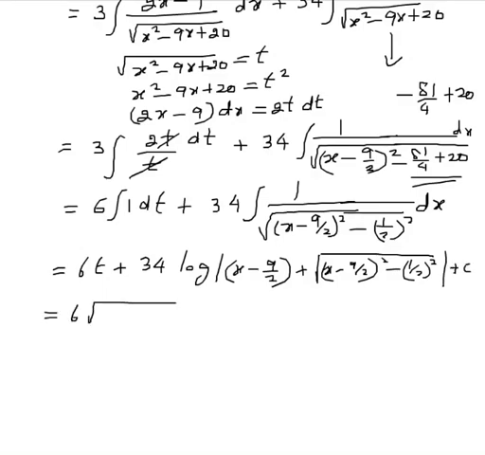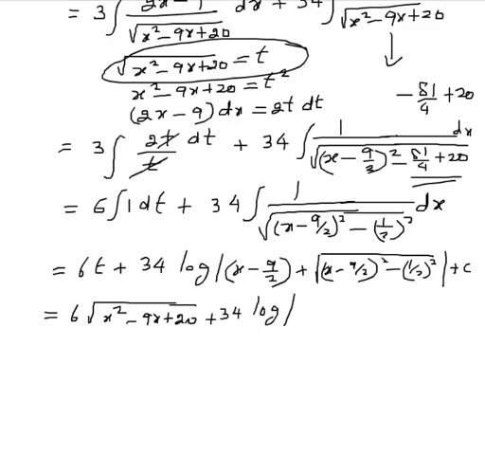Substitute for t. T is root of, here it is, x square minus 9x plus 20, and the second term is plus 34 times log of absolute value of x minus 9 by 2, and if you simplify this expression, we get root of the original expression, which is x square minus 9x plus 20 and plus c.